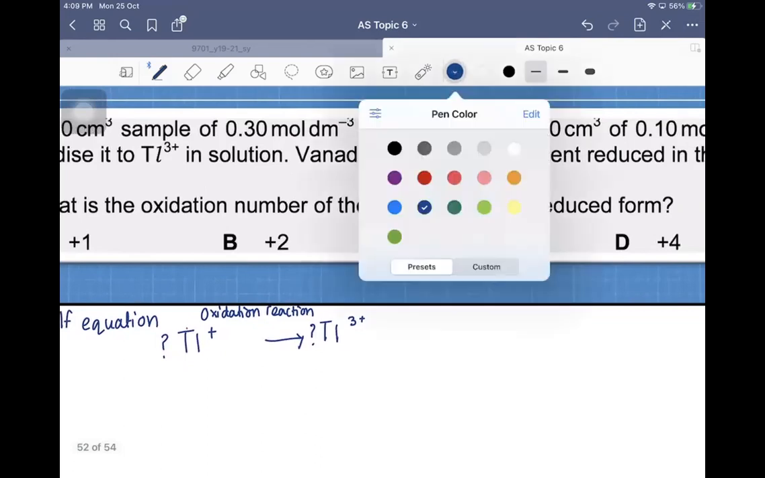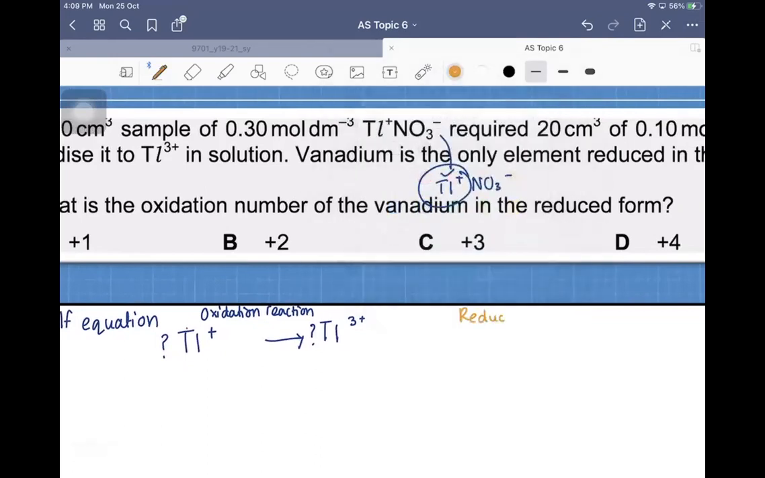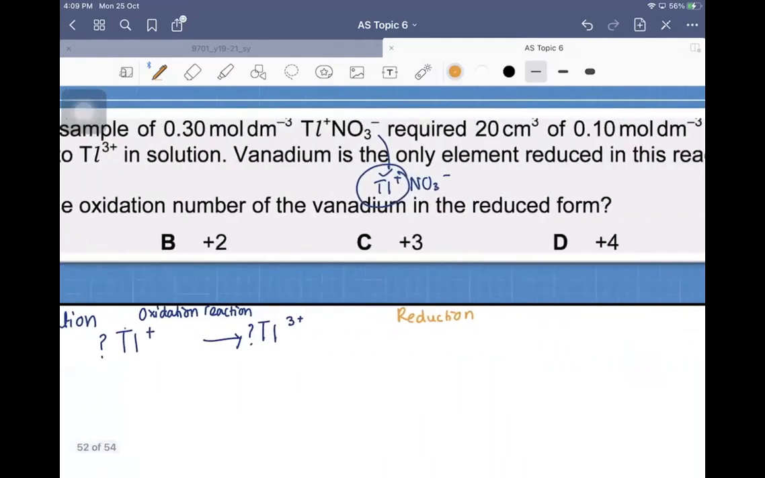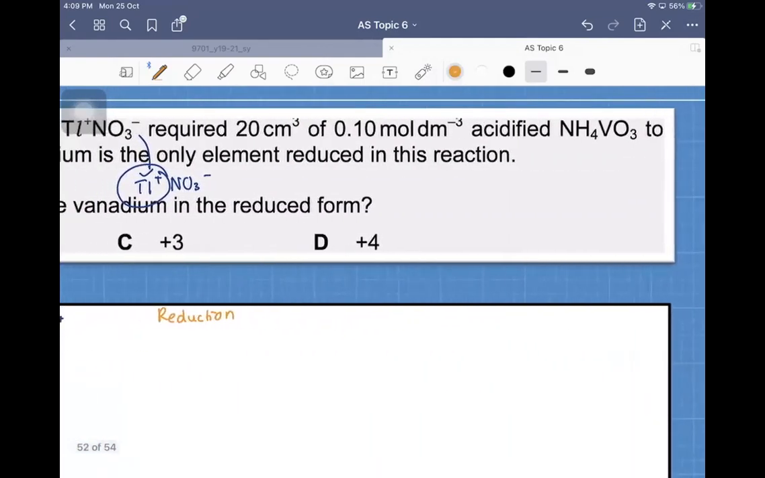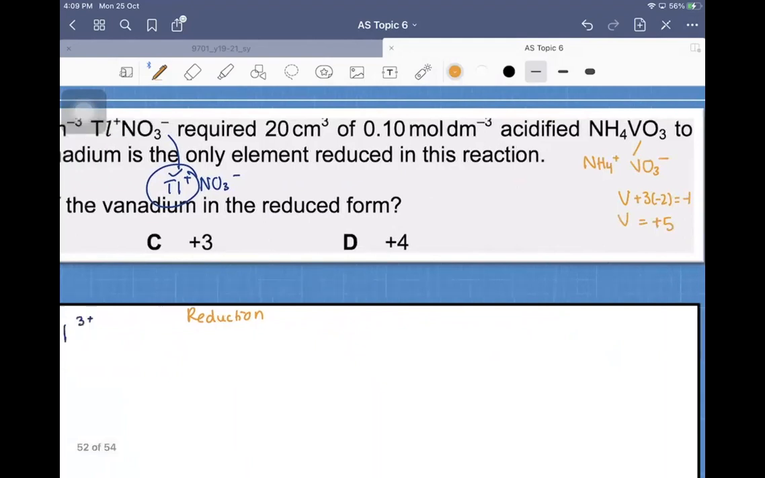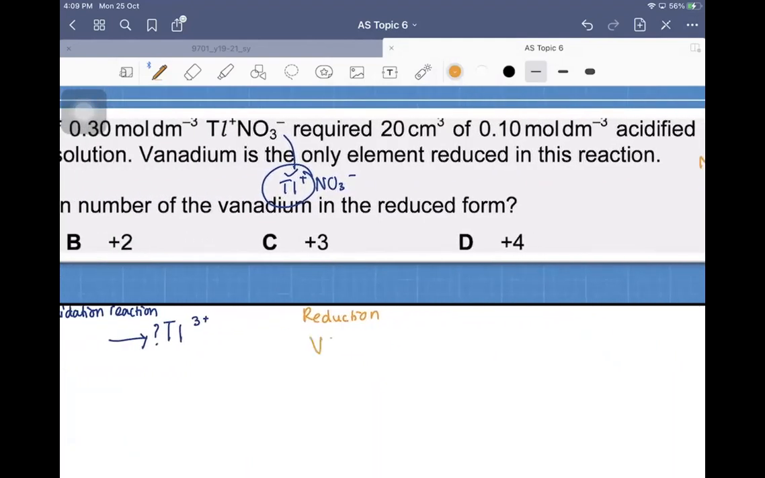The other half equation would be reduction, where I'm going to reduce my vanadium in VO3-. So again, this can be broken down into NH4+ and VO3-. Now I just want to focus on the vanadium. So vanadium would be -1 plus 6 plus 5. So VO3- is actually my vanadium that has an oxidation number of +5, right?